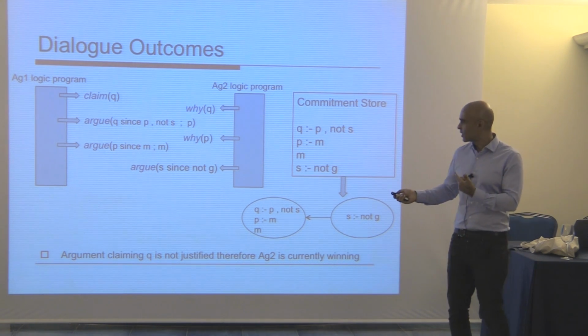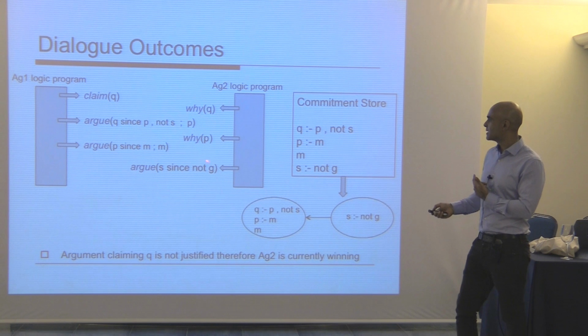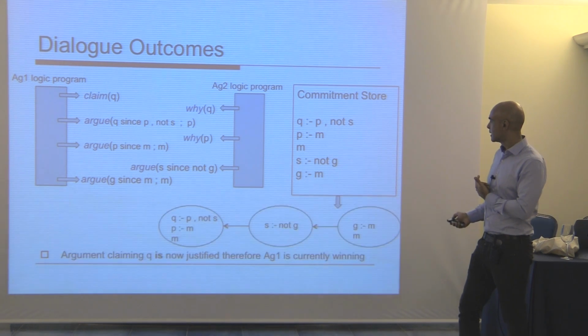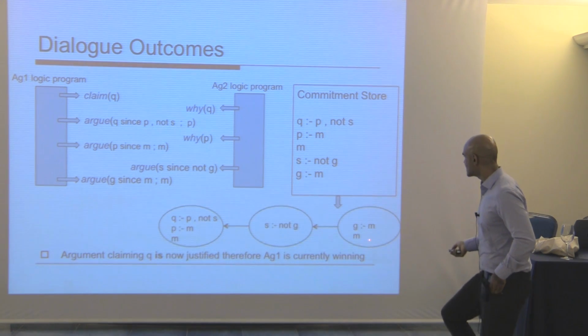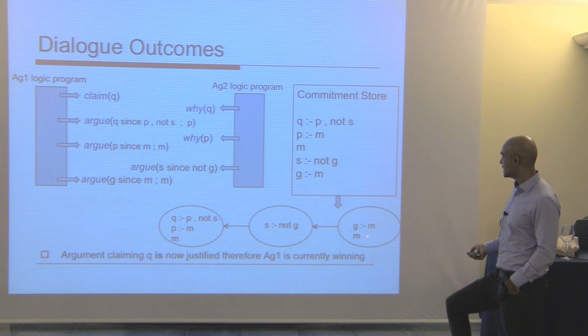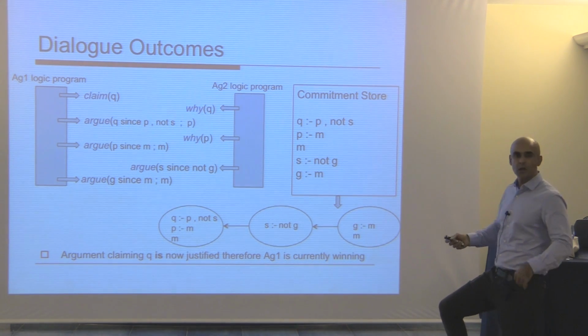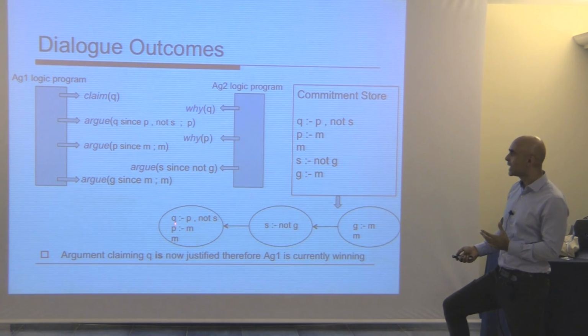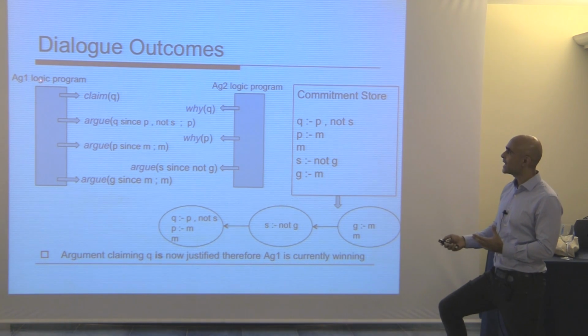So let's continue with this dialogue. Now, agent 1 says, okay, I've got an argument against your argument for S, G since M. So this gets added to the commitment store. Now we can see that there is an argument for G. We take the commitment store, construct the arguments and attacks, and we now see that there is a winning argument for Q. So at this stage in the dialogue, agent 1 has successfully persuaded agent 2 that Q is true.